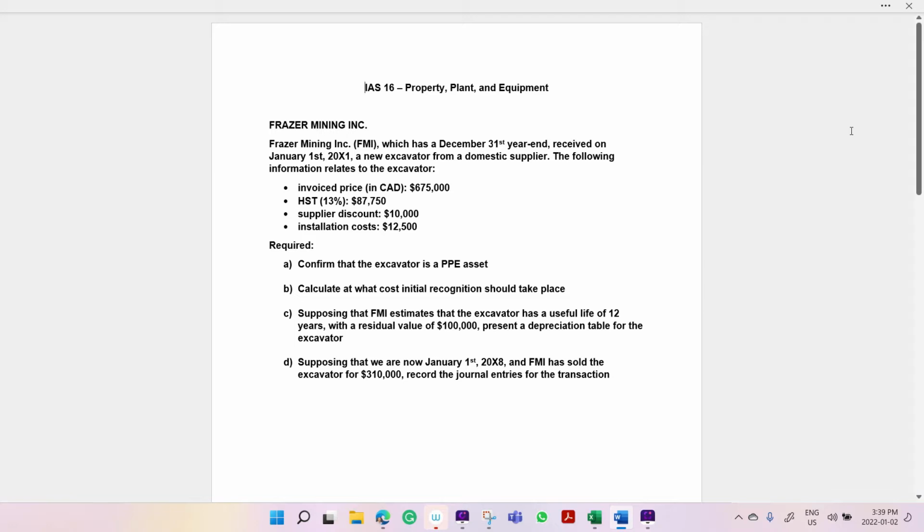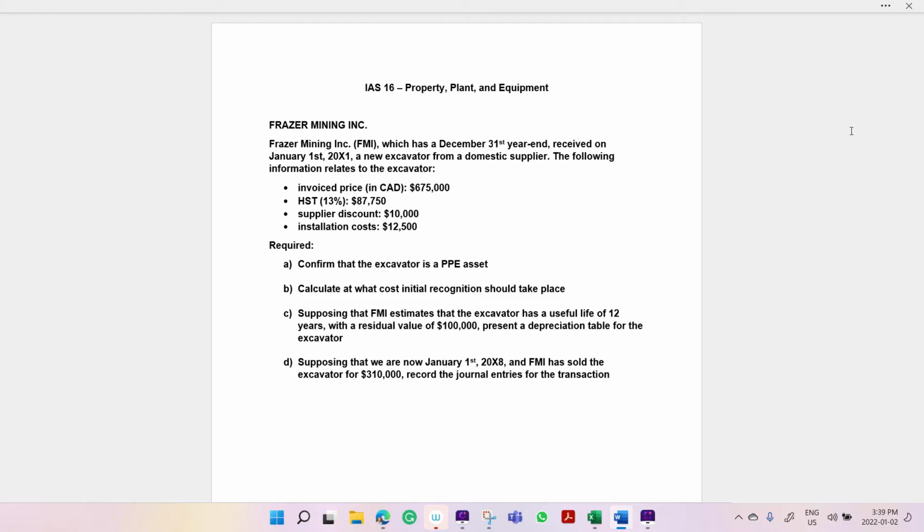16. So here we have Frazer Mining Inc., which has a December 31st year end, received on January 1st, 2000X1, a new excavator from a domestic supplier. So here in that first sentence, some key information is the entity's year end, which will be key when it comes to recording depreciation and that type of thing.